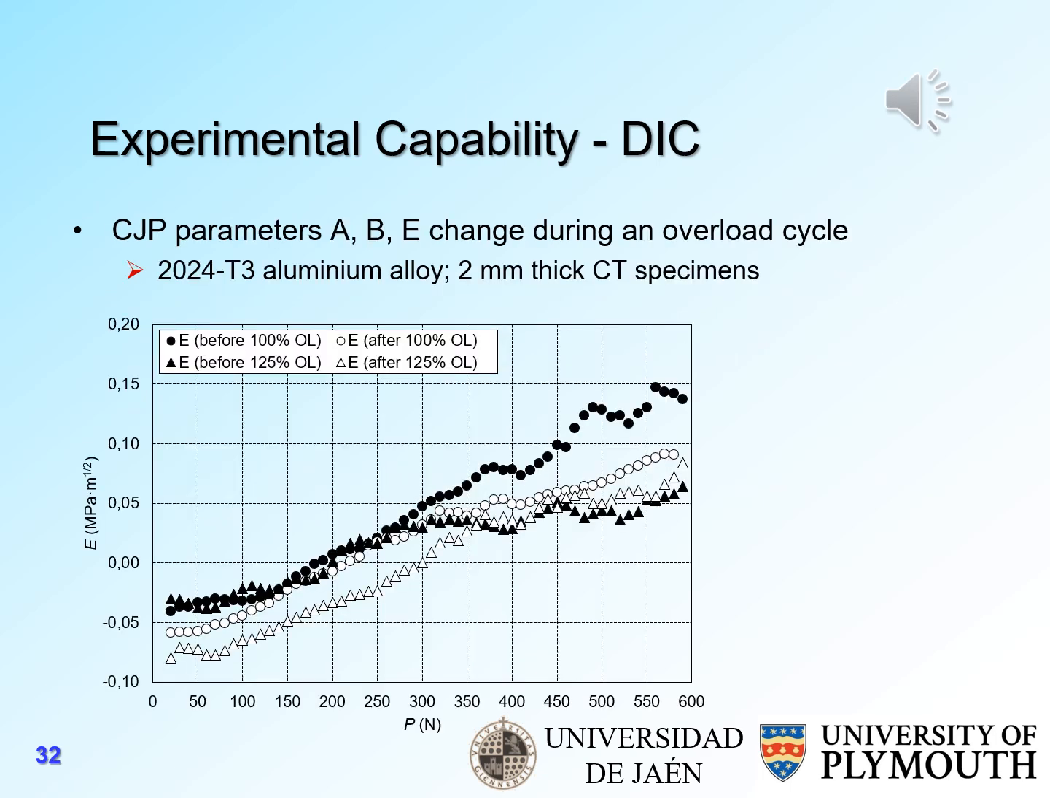So this overhead shows you the changes in A, B, and E, or in fact in this case just A, but we'll come on to the others, change after overload cycles. First of all, 100% overload and 125% overload.